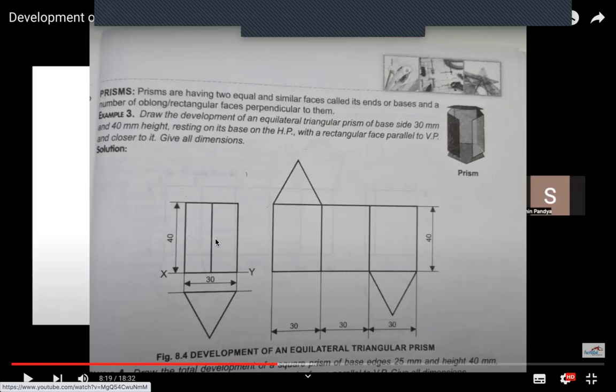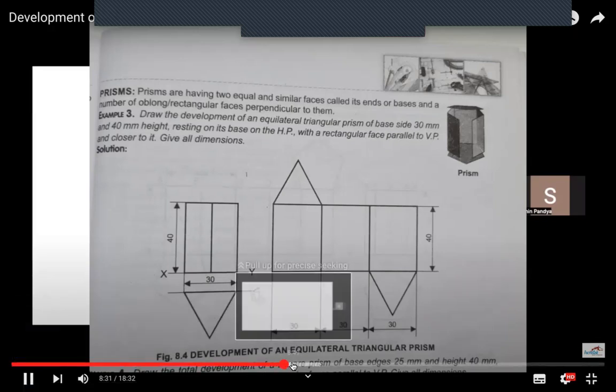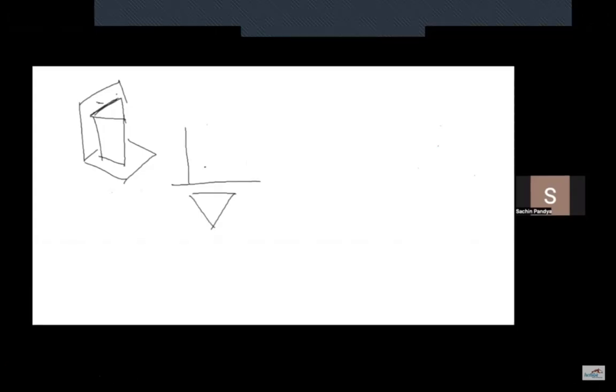No, sir. Now here they have mentioned give all dimensions. So we have to draw the development, so let's proceed. So on to VP, and nearer to VP. When you draw the top view, you will draw it like this. This is how you will draw the triangular prism. This will be dark because you can see it. You can write A, B, C, and A dash, B dash, C dash. Height is given as 40, and this base is 30.